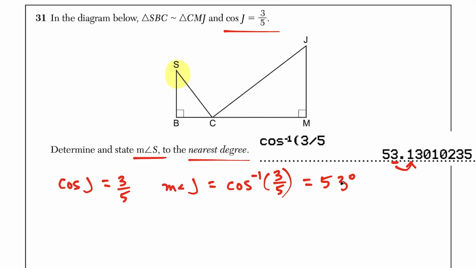So that's why we're rounding down to 53 degrees. And that's the measure of this angle over here. But remember, our goal was to find the measure of angle S. And one thing to be very careful of, don't say the measure of angle S is 53 degrees.